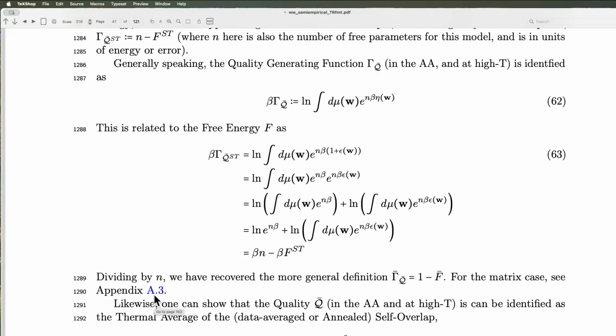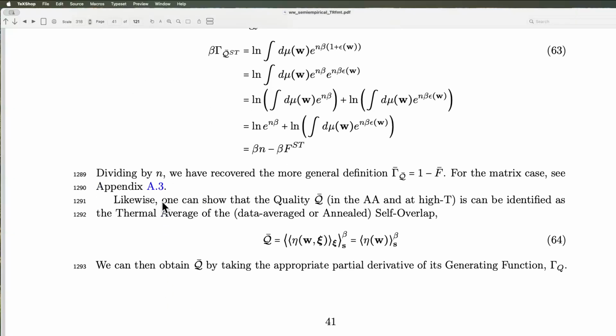And so in the matrix case, we do it in equations in appendix A3. In the appendix, we do this much more rigorously using the full statistical mechanics. But in the end, likewise, one can show that the quality in the annealed approximation at high temperatures can be identified as the thermal average of the data average or annealed self-overlap. So the quality object is just the average. Again, that should be a W. I'm sorry, sometimes there's a macro in the paper, and I'm using the wrong macro. When I write this thermal average, that should be a W.